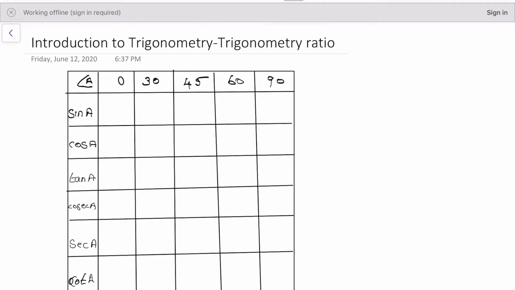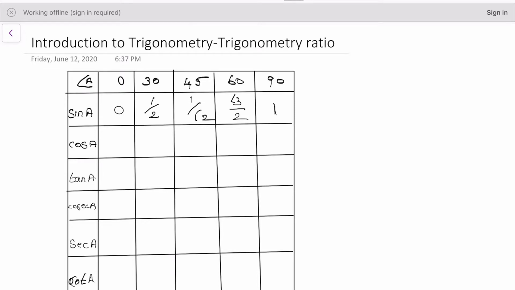For sine 0, this is very easy to remember. If you remember the sine, you can do all the other ratios. Sine 0 is always 0 and sine 90 is 1. This is a basic thing you have to remember. Sine 30 is 1 by 2. Sine 60 is root 3 by 2. Sine 45 is 1 by root 2. If you remember this alone, we can easily do cos, tan, cosecant, secant, and cot.